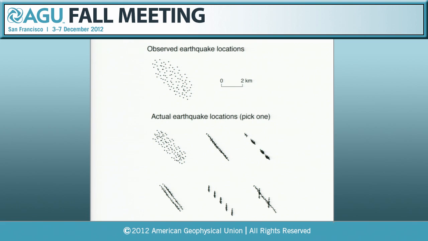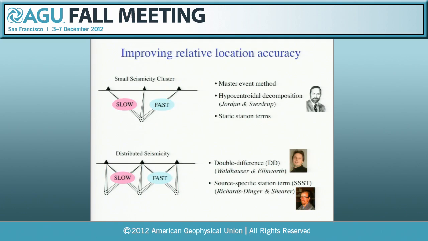So we are clearly going to learn a lot more about faults and fault structures if we can improve the location accuracy. And this has been known. I will focus here on improving the relative location accuracy, as I think the majority of the talks here have. This has been known for a long time. The way to do this, at least for small clusters of events, goes back to the master event method and others.